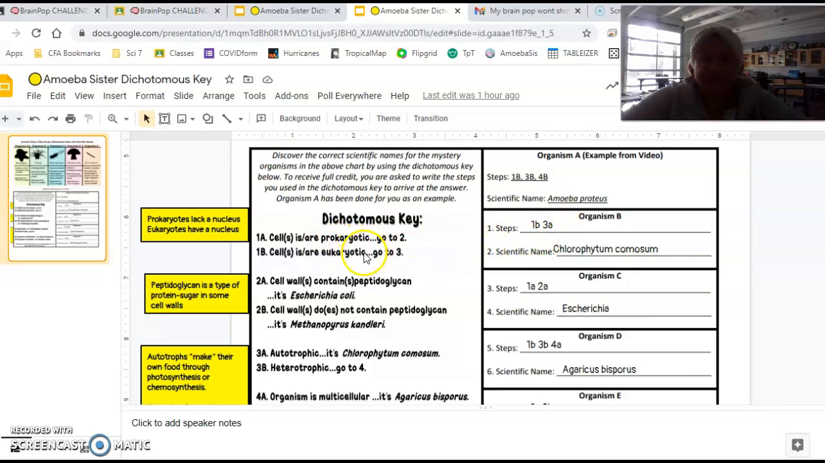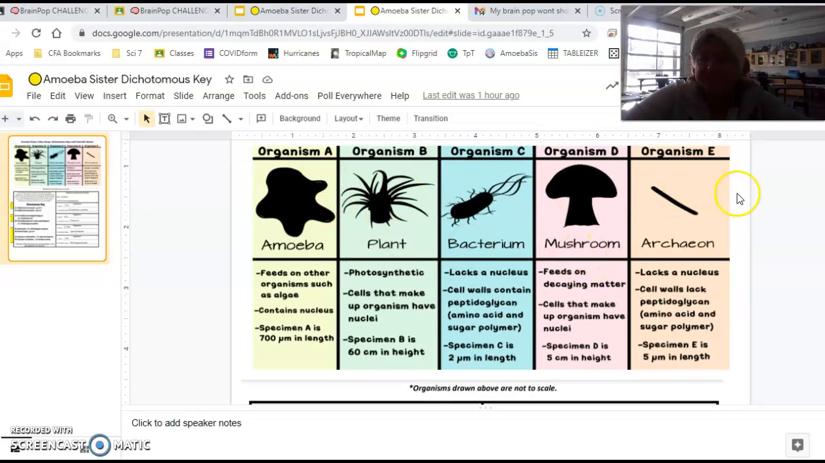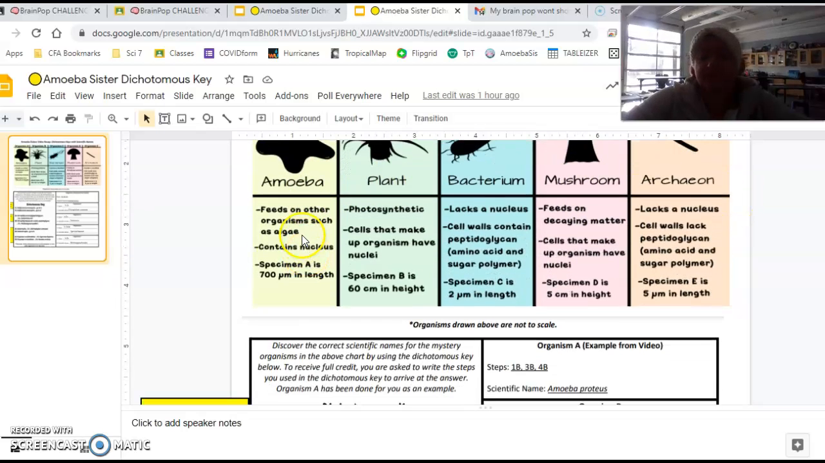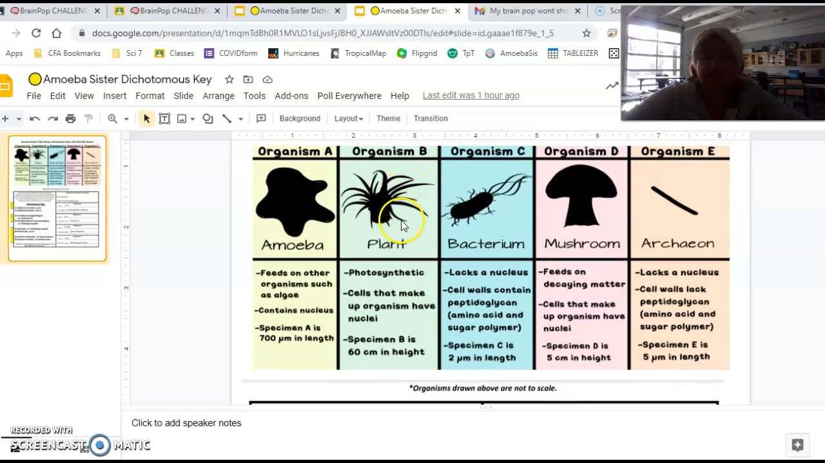All right, so on a dichotomous key, I need to write my steps and hopefully come up with the name. I have 5 organisms up here. One is an amoeba, which feeds, which means it's a heterotroph, has a nucleus, and it's small. That's a micrometer, it's very small. Organism B is in the plant family. It is photosynthetic, meaning that it goes through the process of photosynthesis, so it's an autotroph. It has many cells that all have nuclei, which is plural for nucleus, and it's big.